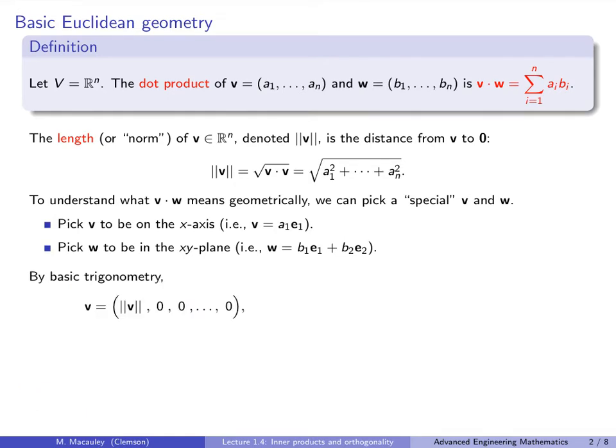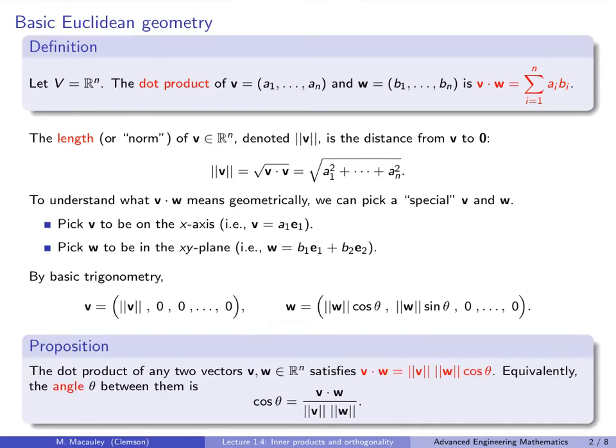So to summarize, by basic trigonometry, we write v as an n-tuple of these numbers, and w as an n-tuple of these numbers, and we'll call this a proposition.